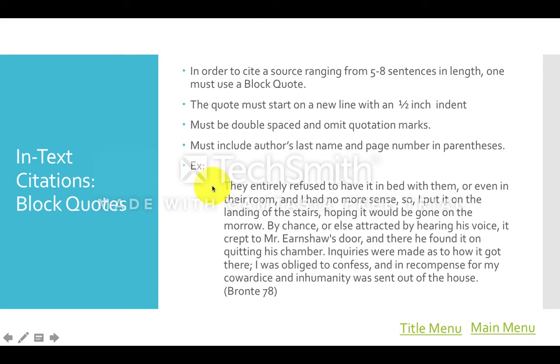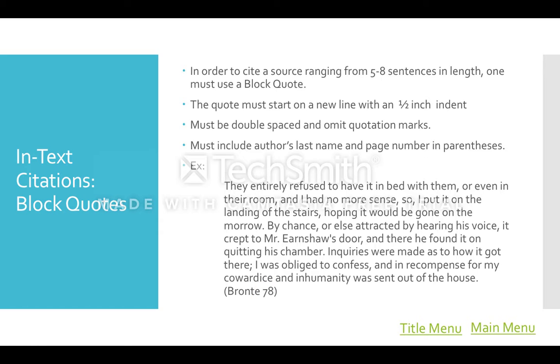In this quote, you can see that there is a half-inch indent on the side. There are no quotation marks at the beginning or at the end, and then it's still followed by the parentheses with the author's last name and the page number.